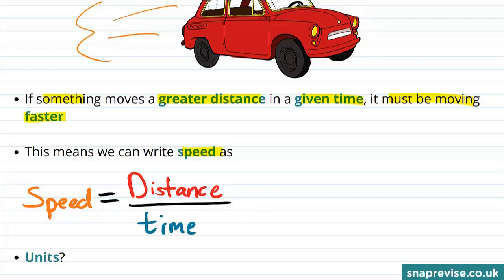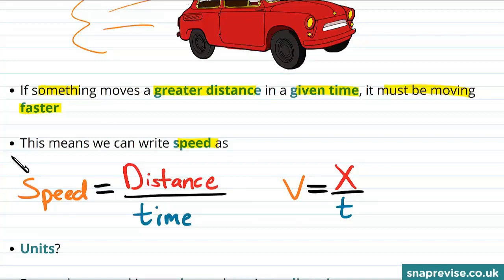Sometimes we represent each of these quantities with just a single letter, and the letters we use might be slightly surprising. For speed, we use a V, where the V here is being used to represent the word velocity rather than the word speed really. And this is equal to, of course, the displacement, which we represent by the letter x, divided by time, which is represented by the letter t. And these are important equations, so let's put a box around them.